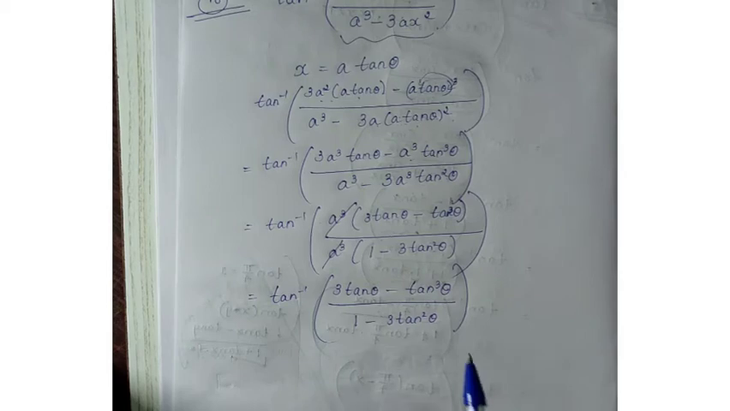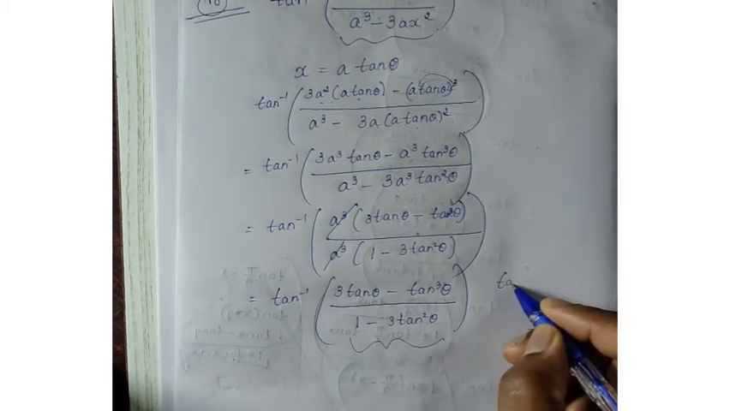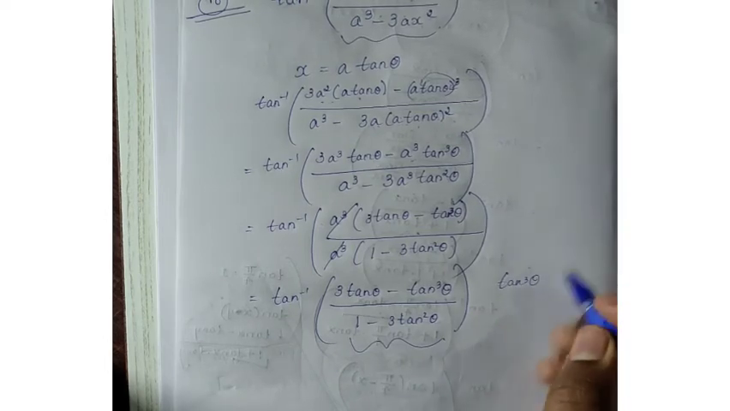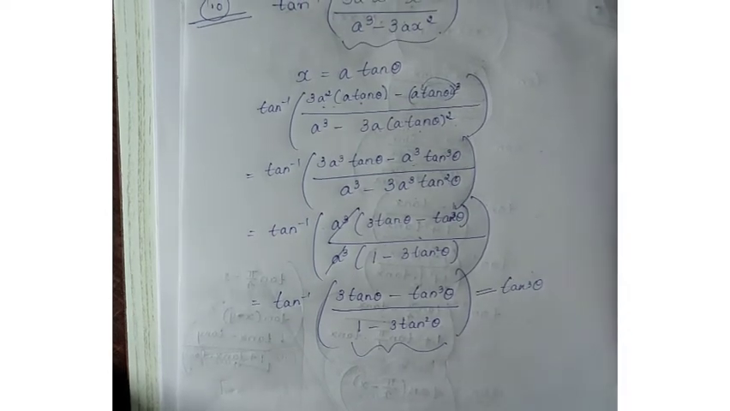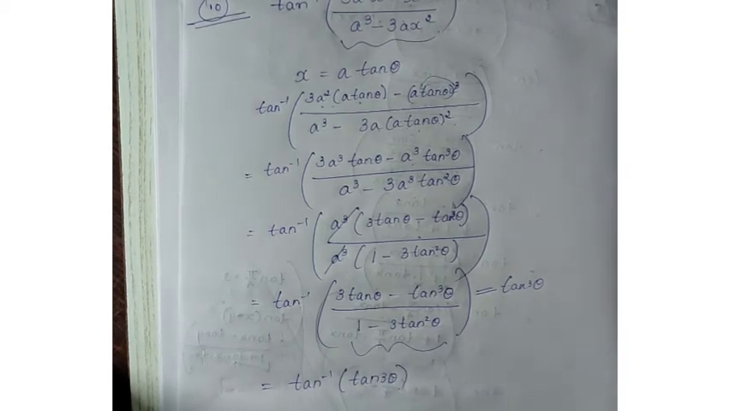Now, just recall the formula. What is tan 3 theta? Tan 3 theta is nothing but 3 tan theta minus tan cube theta by 1 minus 3 tan square theta. So, you got the answer. Tan inverse of tan 3 theta. So now, this is simply 3 theta.